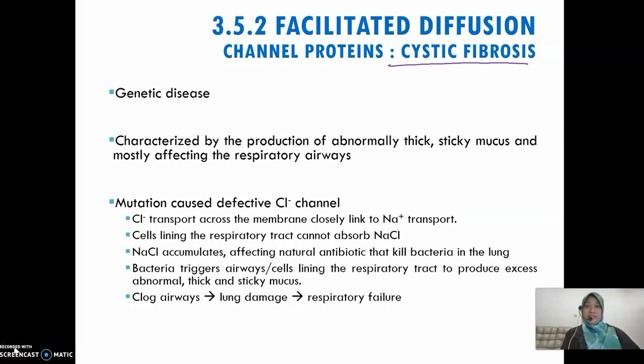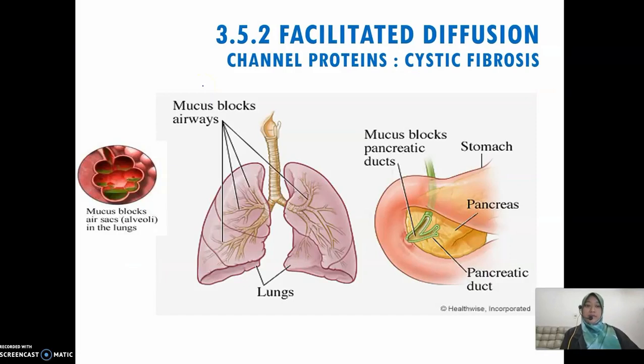One example of disease associated with channel protein is cystic fibrosis. Cystic fibrosis is a genetic disease, and it is characterized by abnormally thick and sticky mucus in respiratory airways or in digestive tract. In cystic fibrosis, Cl minus protein transport is defective due to mutation, and Cl minus is usually transported associated with Na plus.